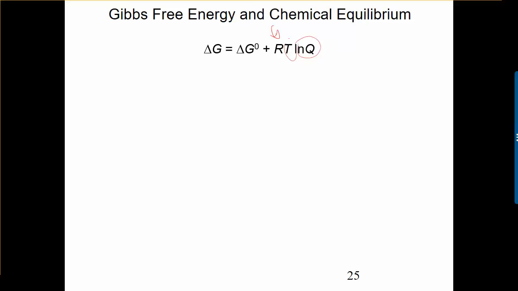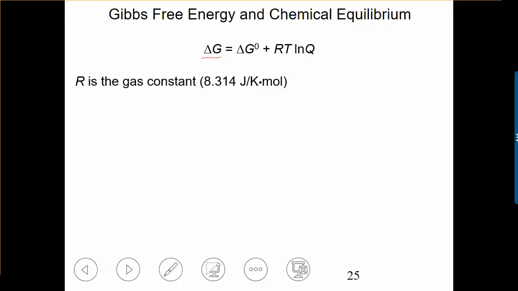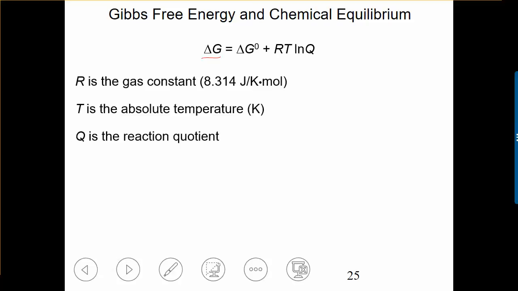What's Q? Reaction quotient. So here we're bringing equilibrium back into this a little bit. Q equals products over the reactants, right? If you know the initial concentrations of everything, you can calculate Q. You take the natural log of that times RT, plus the delta G at its standard state conditions, and you will get a delta G for that reaction. R is the gas constant, T is absolute temperature, Q is the reaction quotient.